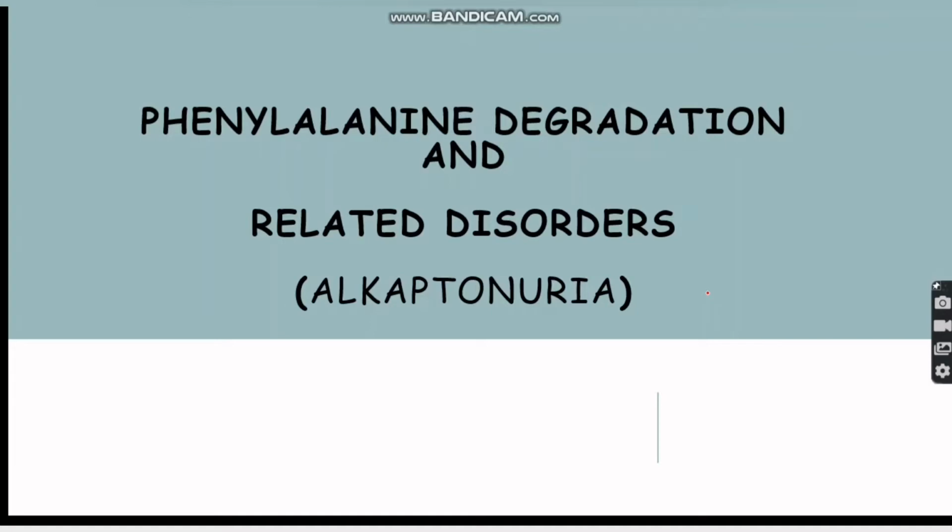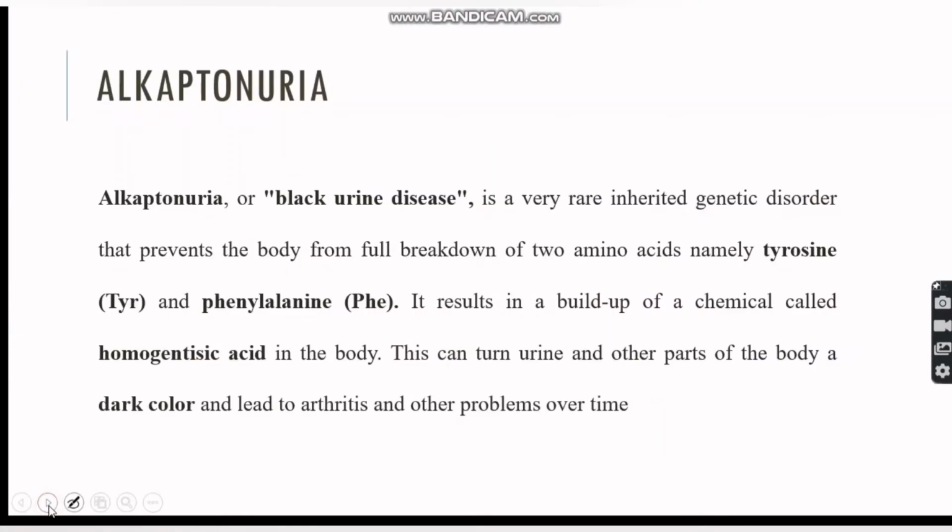In today's video we are going to discuss another disease associated with phenylalanine degradation, that is Alkaptonuria. In my previous lecture we discussed the whole pathway of phenylalanine degradation, how it is degraded, and another disorder, that was phenylketonuria. So in today's lecture we will study Alkaptonuria.